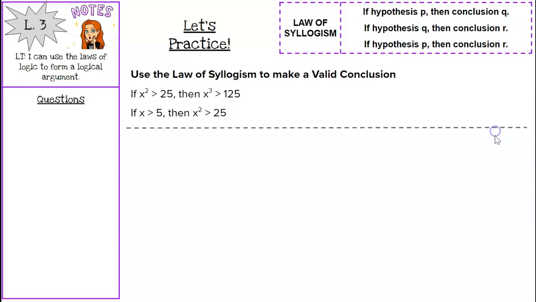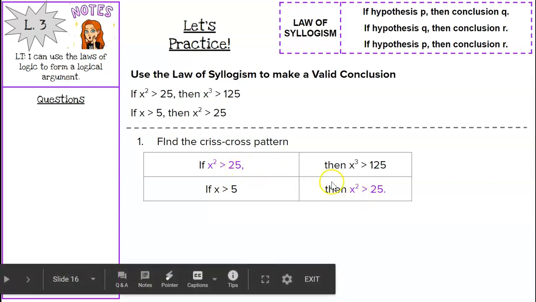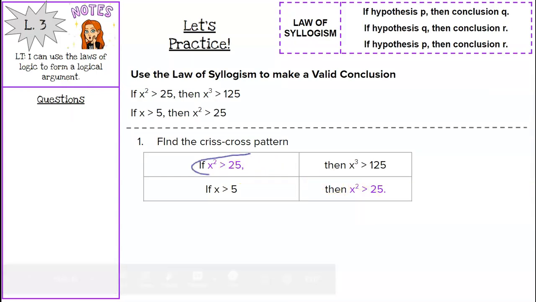So let's do another example. Use the law of syllogism to make a valid conclusion. If x squared is greater than 25, then x cubed is greater than 125. If x is greater than 5, then x squared is greater than 25. So first off, find that crisscross pattern. So in this case, the crisscross is in these two boxes, but we still have that crisscross. We still have that if here, and then it becomes the then here.